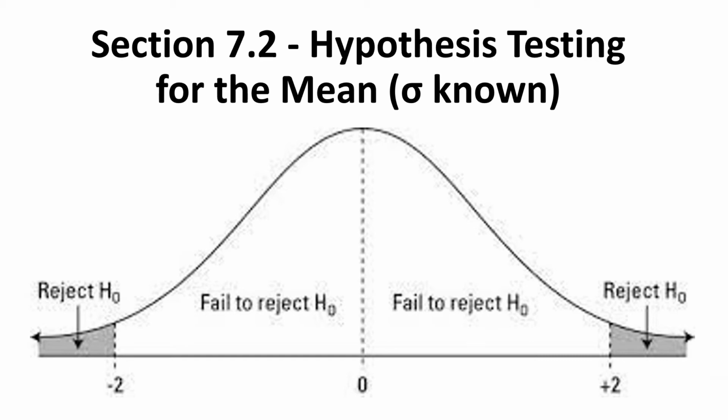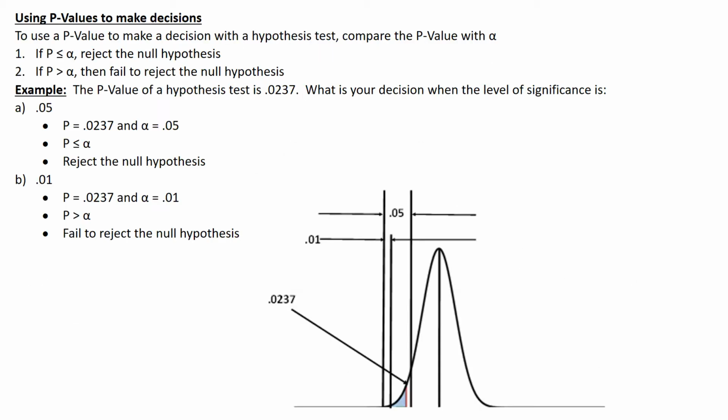Section 7.2, Hypothesis Testing for the Mean with the Standard Deviation known. In our last section we talked about hypothesis testing. We're going to put it to practical use today. When we look at a p-value, we're going to compare our p-value to our alpha. Our alpha is what I call our make or break.